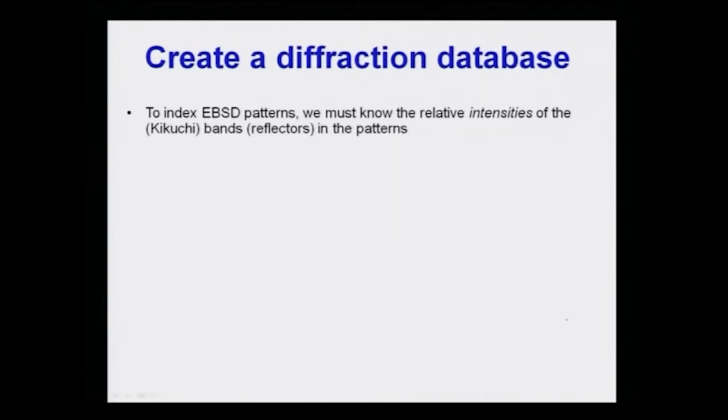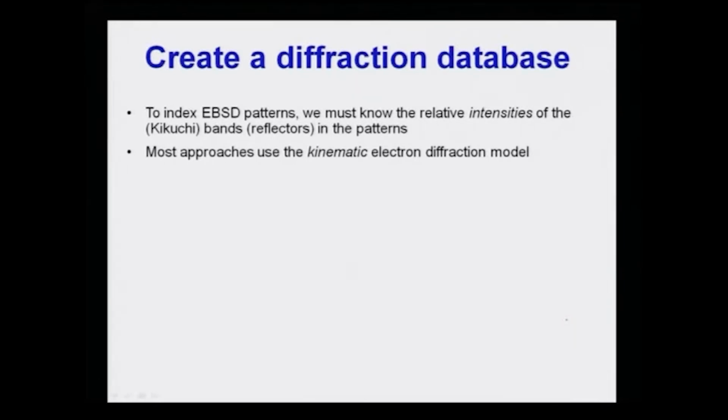So, how to do it? To index the EBSD pattern, we must know the relative intensities, as I said, of the bands or Kikuchi bands or reflections in the patterns. Just like an X-ray diffraction pattern, we need to know the relative intensities of the diffraction peaks, the same thing is done here. The most approachable method is the kinematic diffraction theory, which is very complex, let me tell you. In TEM courses it has probably been discussed to you, but in many cases it may not have been. In that case, there is no choice other than going back to the books and learning it.